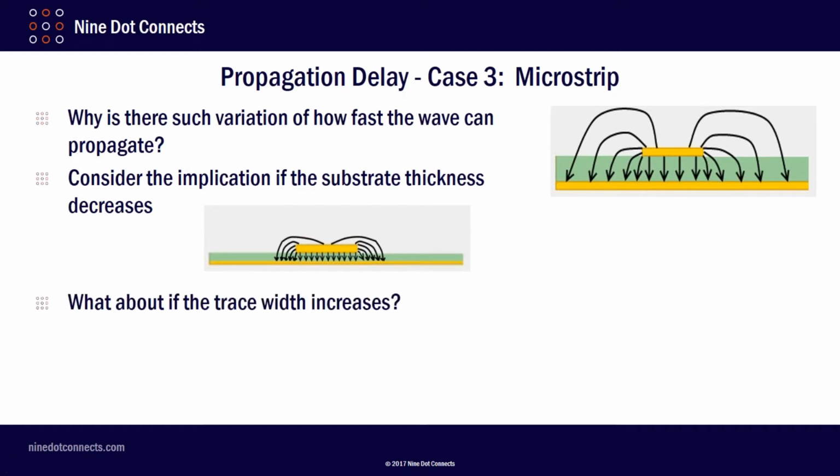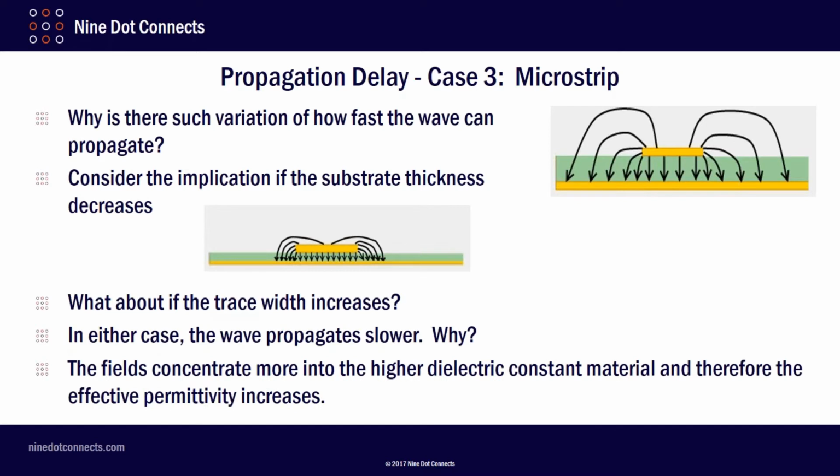What if the trace width increases? Same scenario. You still get more of the wave traveling within the dielectric. In either case, the wave propagates slower. Again, why? In each one of those two scenarios, the fields concentrate more into the higher dielectric constant material, and therefore the effective permittivity increases. Because the speed is inversely proportional to the dielectric constant, that's why it slows down.